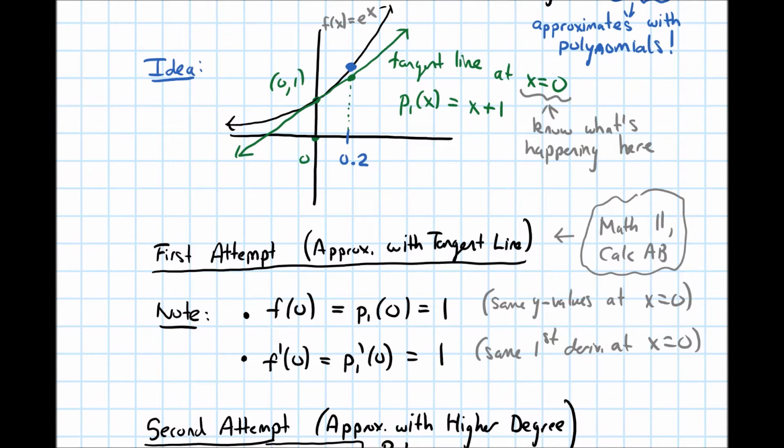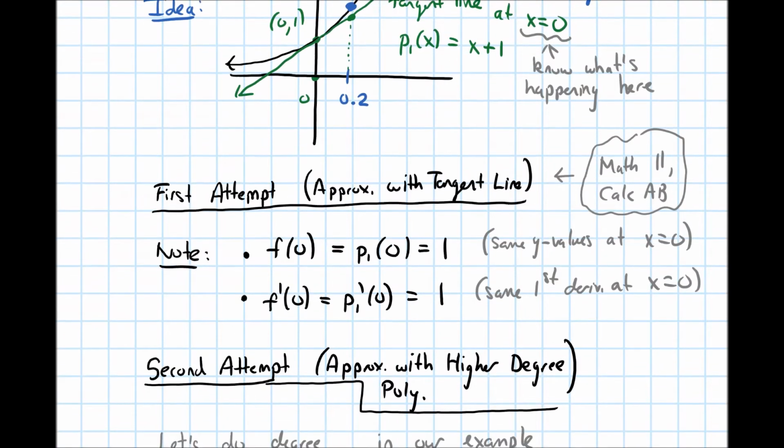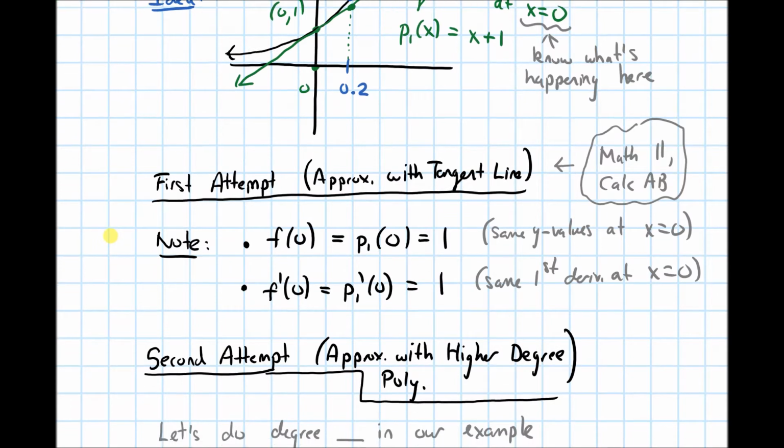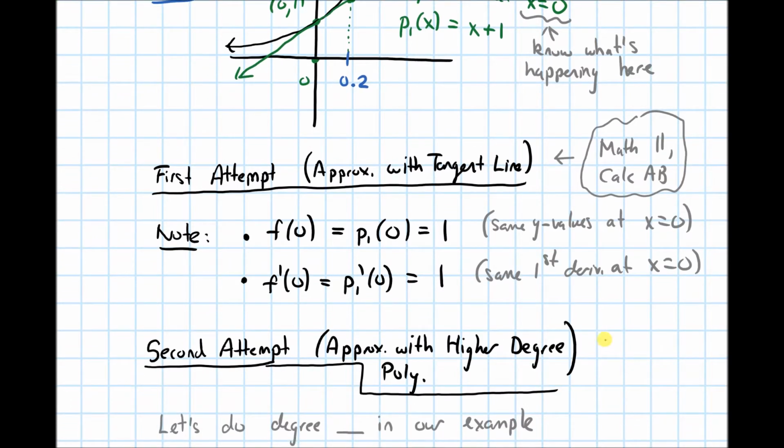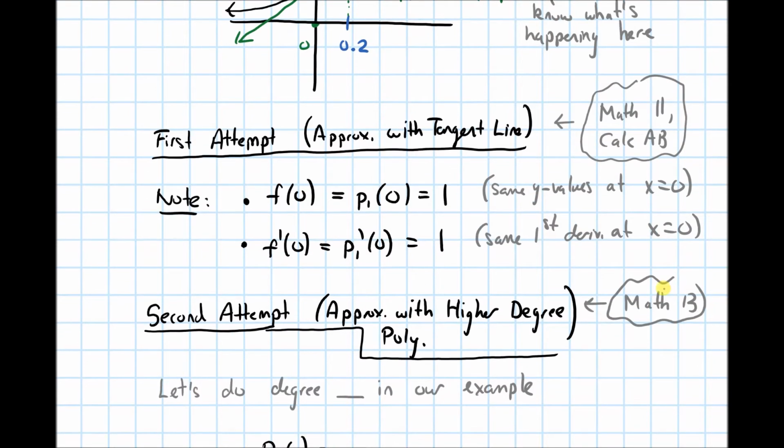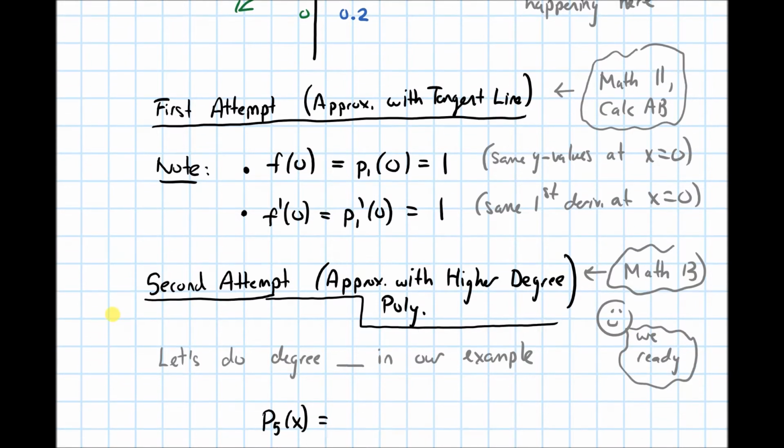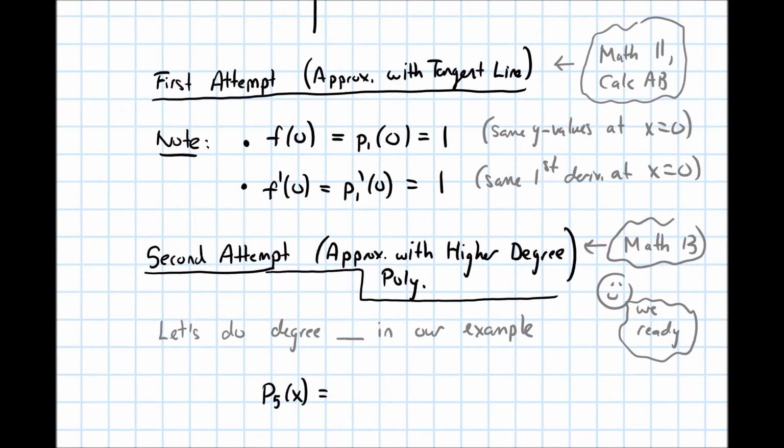And in this second attempt, let's try approximating with a higher degree polynomial. Tangent lines were good for us in Math 11. Now in Math 13, we can build the tools to handle higher degree approximations. So I'm going to draw a smiley face because we are now ready to handle stuff like this. That's what the smiley face is saying. All right, so in our example, let's try a higher degree. Let's try to approximate this with the degree 5 polynomial.